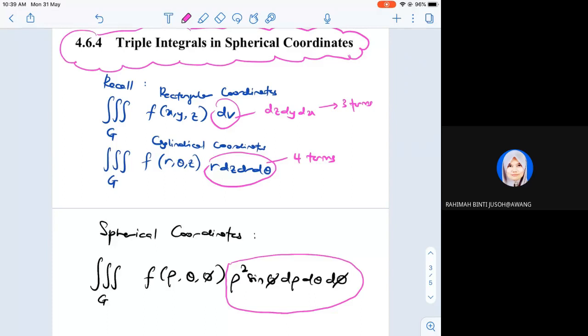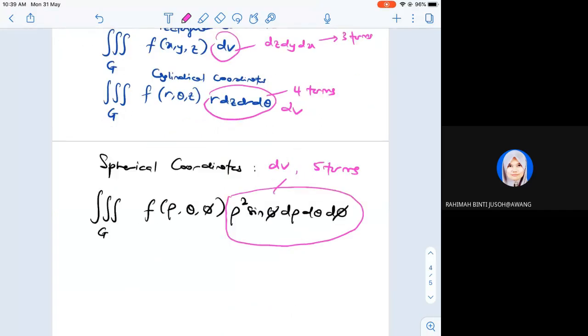Ini you all punya dV ni. So dV kita ada 5 terms. Kalau cylindrical 4 je, r dz dr d theta. But dV in spherical we have rho squared sine phi d rho d theta d phi. Okay, 5 terms. So the position for theta and phi can be switched, because these are just constants. It can be d phi d theta or d theta d phi lah, either one. But first we should have d rho. D rho dulu lah.